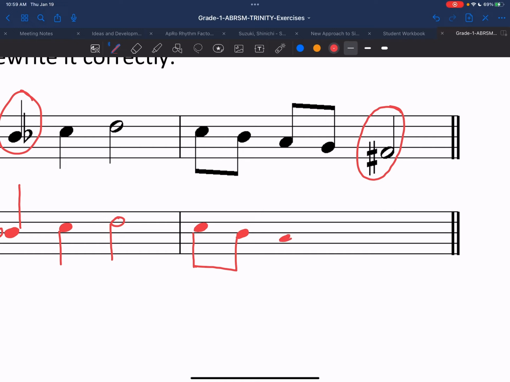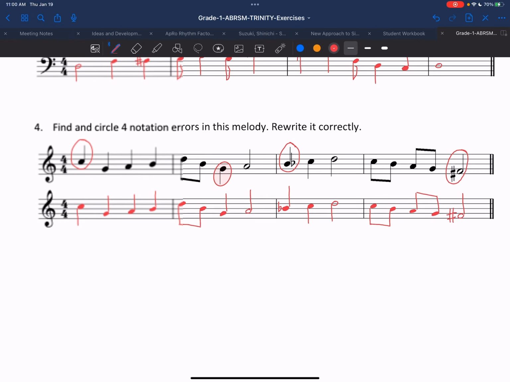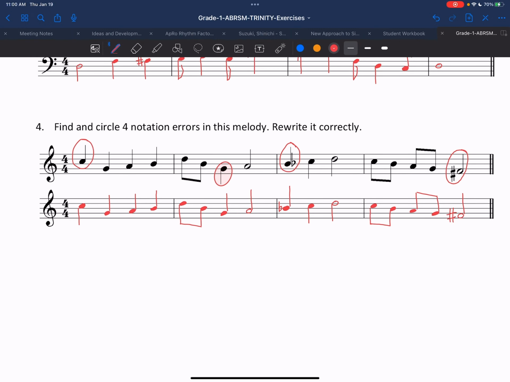And then our last 3 notes. Again, making sure that our sharp sign is exactly in the space. So there we have our corrected melody now written out.